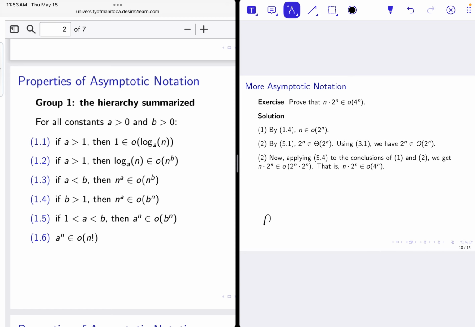Something like n to the power of 1,000,000 is still in little o of 2 to the n, or 3 to the n, or 999 to the n. No matter what, regardless of the exponents, a polynomial will grow more slowly than an exponential function. Actually, I'll keep it here. It's a worthwhile example of fact 1.4.